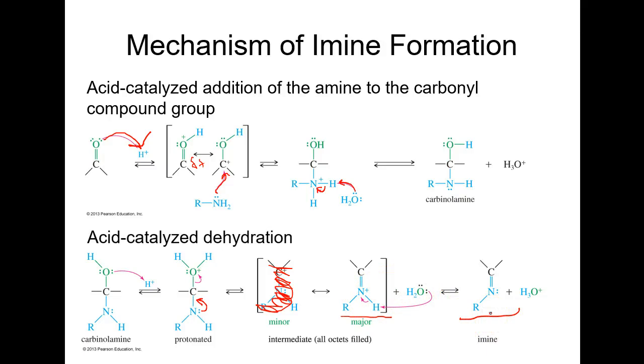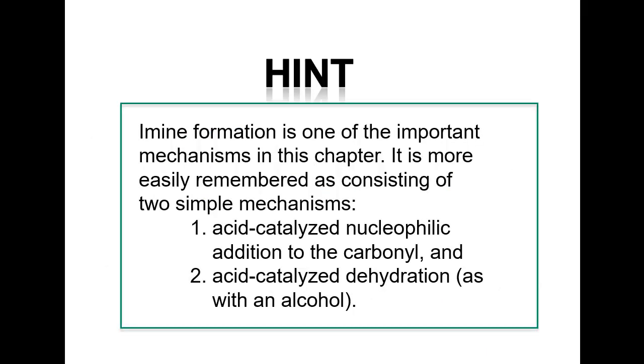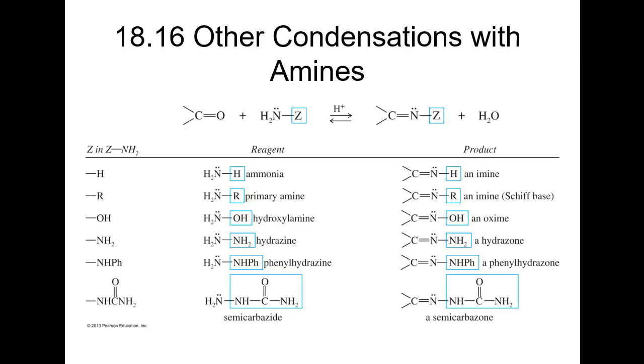Imines are very useful. This just tells you some hints about the mechanism. It's acid catalyzed followed by a dehydration. These are just some examples of the nitrogens. You have to have a primary amine. It's got to be primary because you need the two hydrogens. You need two hydrogens to combine with the oxygen here to form a water molecule. If you don't have two hydrogens, you can't form this. So that's the other thing. You need a primary amine.